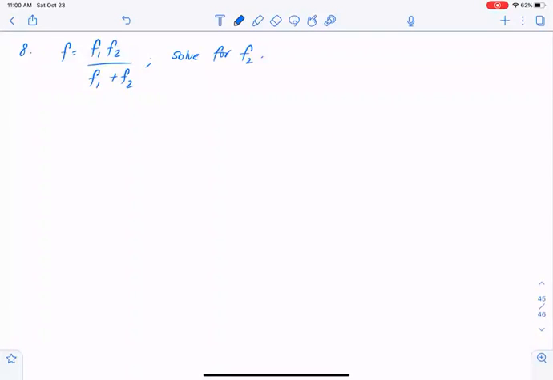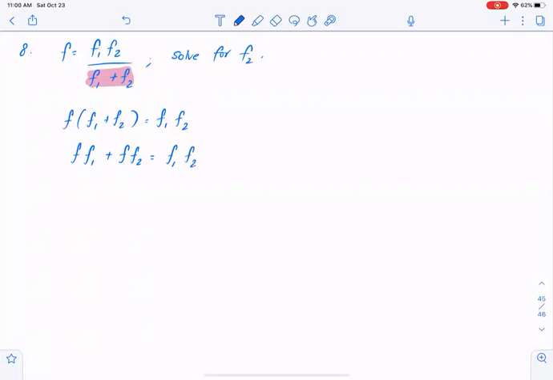So in this expression, we want to solve for F2. So very first step, I'm going to multiply both sides by this denominator because it has an F2 in it. So F times F1 plus F2 would be equal to F1 F2. Distribute: F times F1 plus F times F2 is equal to F1 times F2.